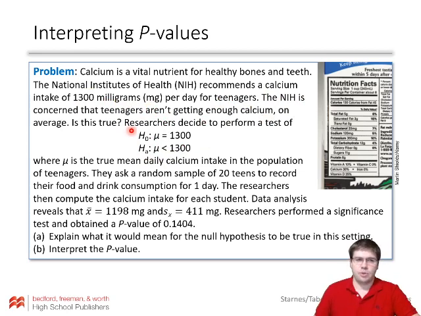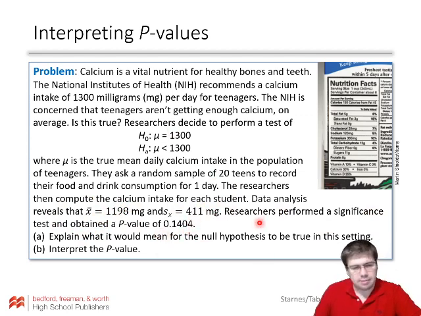Is this true? Researchers decide to perform a test of mu equals 1300 versus mu is less than 1300, where mu is the true mean daily calcium intake in the population of teenagers. They ask a random sample of 20 teens to record the food and drink consumption for a day. The researchers then compute the calcium intake for each student. Data analysis reveals an X-bar of 1,198 and a standard deviation of that. Researchers performed a significance test and obtained a p-value of 0.1404.